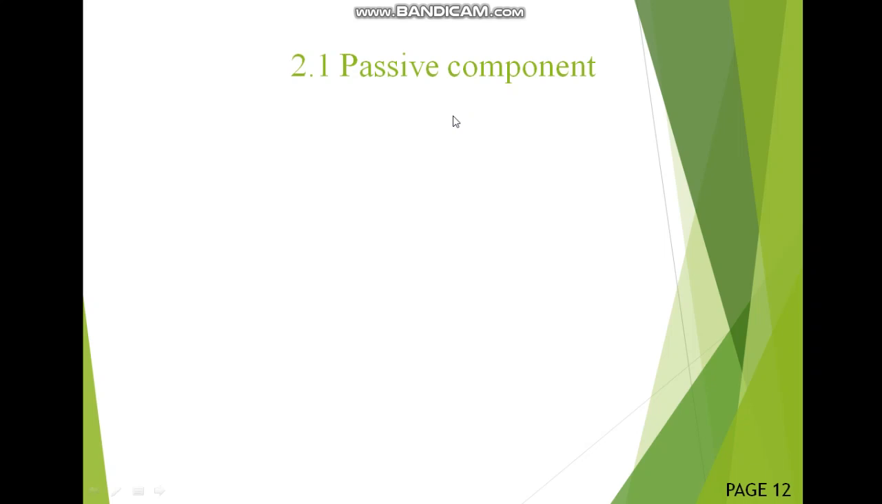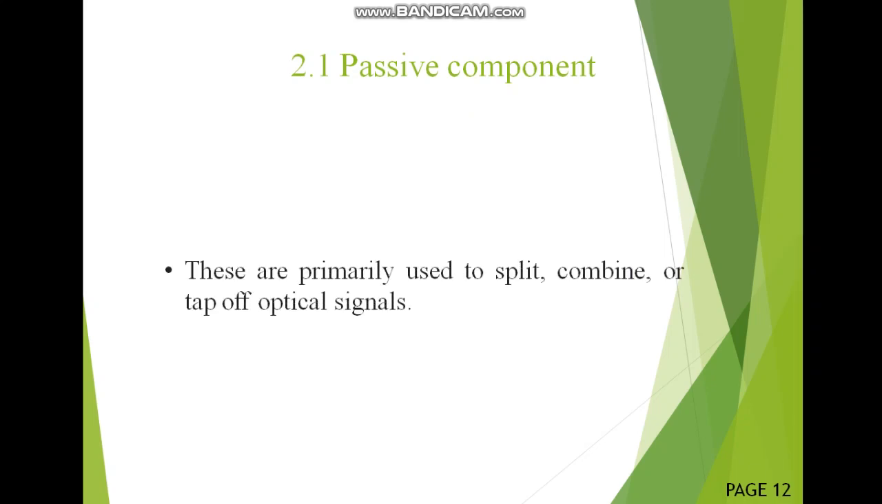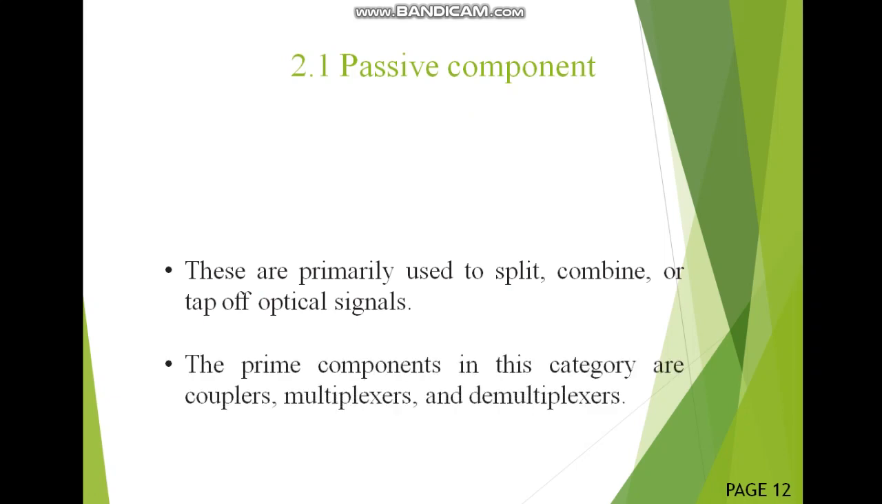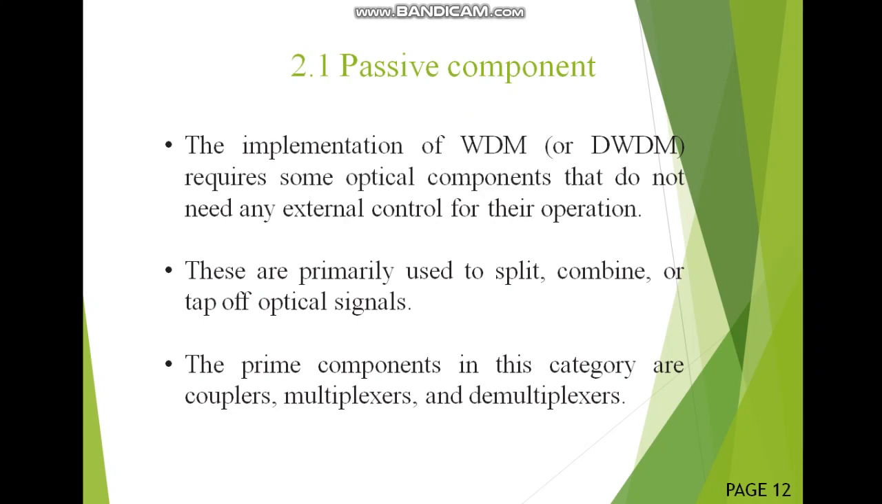What do you mean by a passive component, where is it used, and why are we studying it in the topic optical couplers? Passive components are very important and they are primarily used to split, combine or tap off optical signals. The prime components in this category are couplers, multiplexers and demultiplexers. The implementation of WDM requires some optical components. These are passive components, and they could be wavelength selective or wavelength dependent.